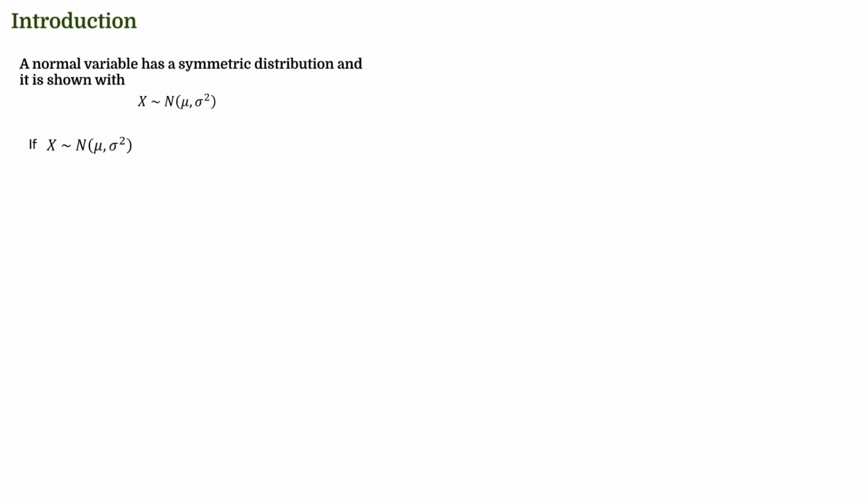First topic, the introduction. A normal variable has a symmetrical distribution and it is shown with N(mu, sigma squared). Mu is mean, sigma squared is variance. If X is normal with the mean mu and variance of sigma squared, then (X minus mu) divided by sigma is a standard normal.